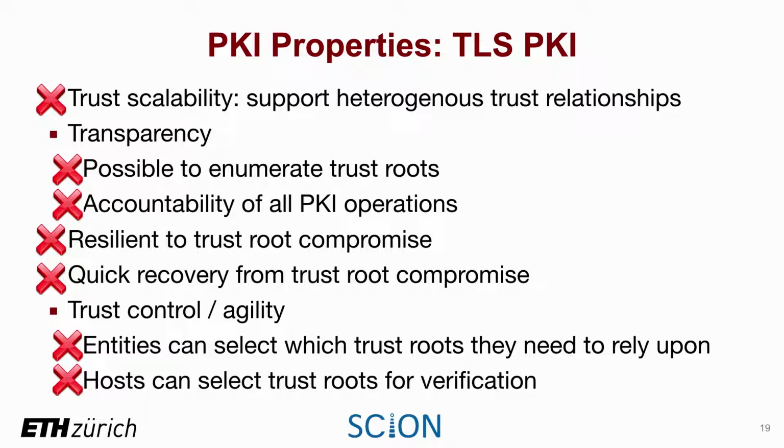Finally, with respect to trust control and agility, an entity cannot really decide which trust roots they want to rely upon. In essence, everyone has to rely upon all the roots of trust in today's internet, as well as all secondary roots of trust which are invisible. Moreover, hosts cannot select which trust roots they want to mainly use for verification, because if a host or a user deletes some of the roots of trust, then all the entities that were certified by those roots of trust cannot be authenticated anymore. So in essence, we achieve none of these properties in today's environment.